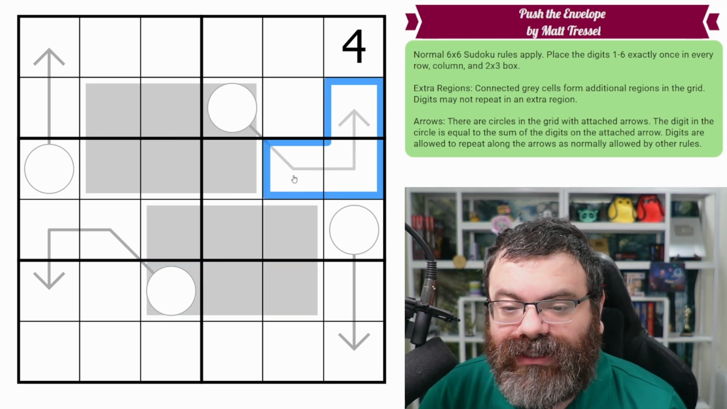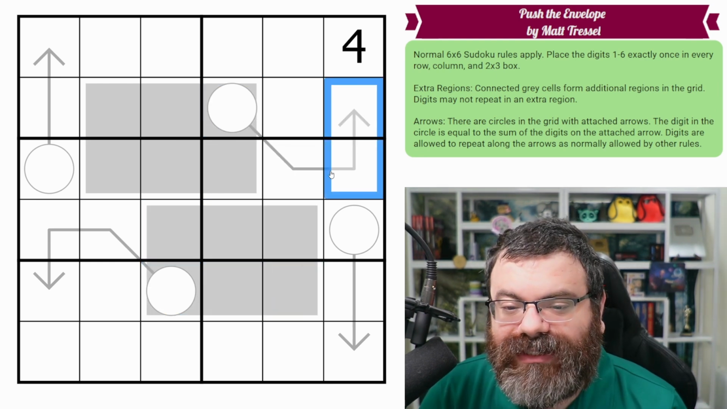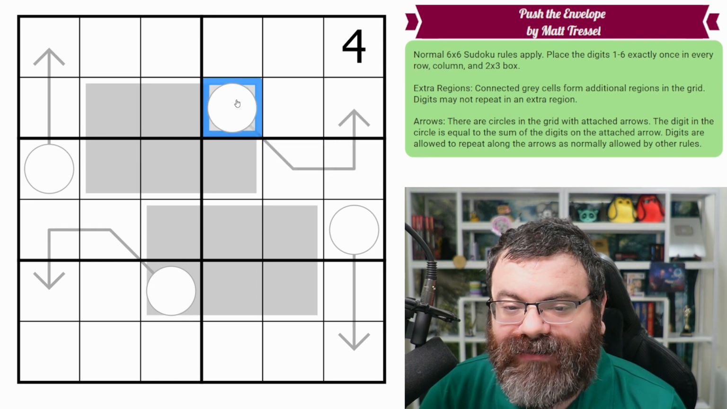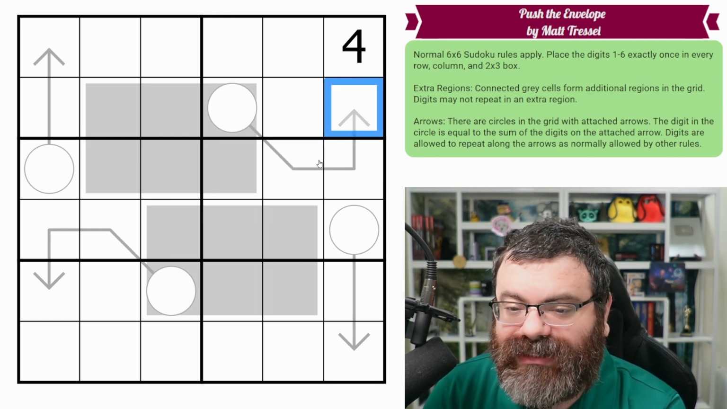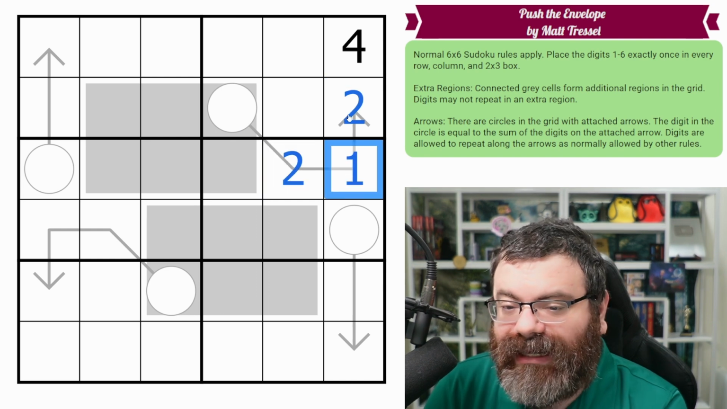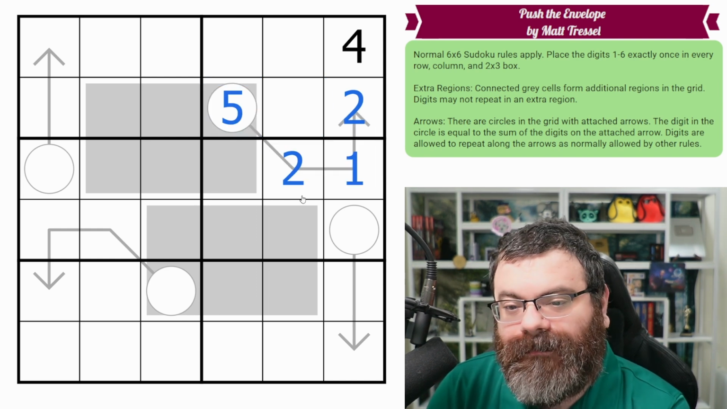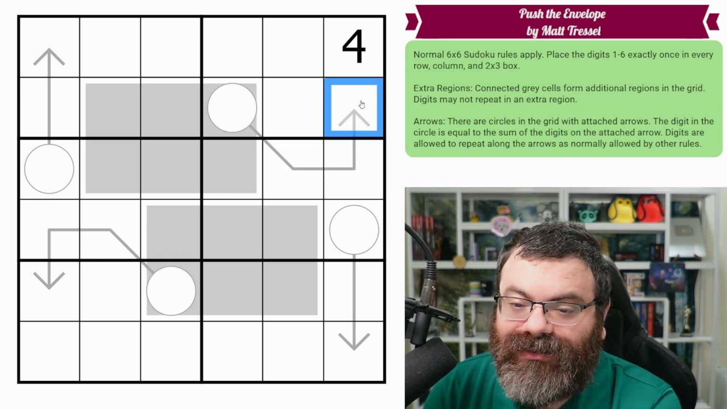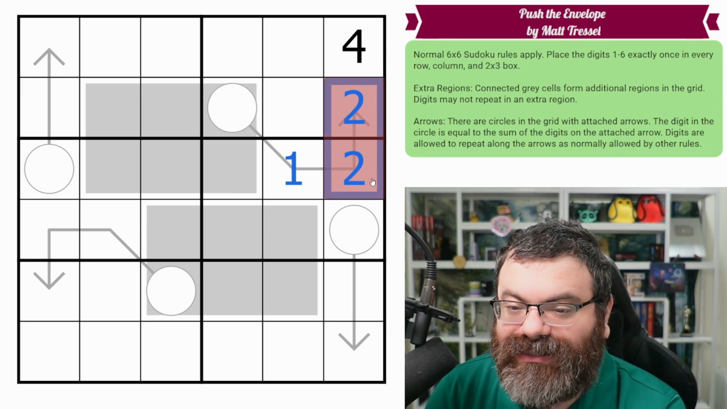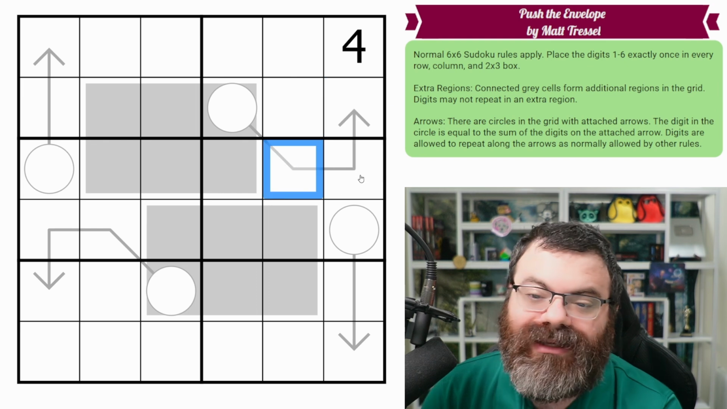We also have arrows in the grid. So arrows are attached to circles. The digits on the arrows sum to the value in the circle. And you can repeat digits on them as long as Sudoku allows it. So I could do, say, 2, 2, and 1, and that would add to 5, and I could put a 5 there. You don't have to repeat, but you can as long as Sudoku allows. Obviously, we're not doing 2, 2, 1 like that because the column prevents you from repeating in that case.